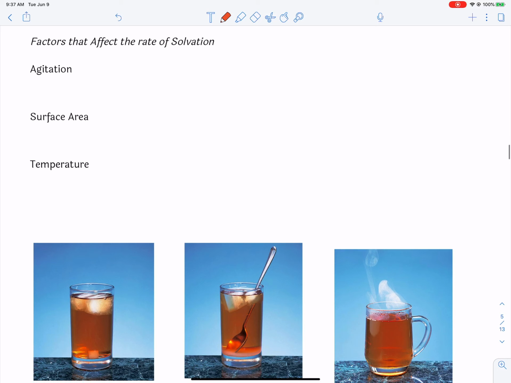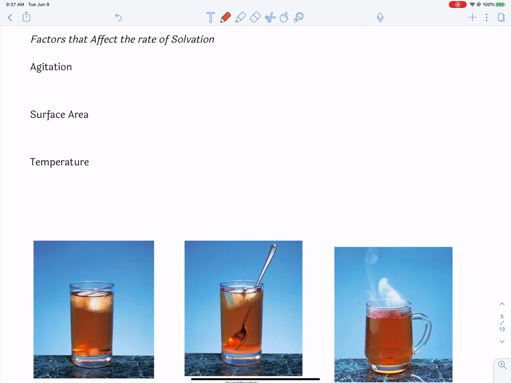So the first thing to look at is the factors that affect the rate of solution. And this is really important to talk about because one of the things that we did not get to do this year was talk about the factors that affect the rate of a reaction. That's a whole unit in AP Chem called kinetics. How can you speed up a reaction? And the good thing is that a lot of the factors that can affect the rate of any chemical reaction will also affect the rate of something dissolving. And they're also things that you have seen in real life.